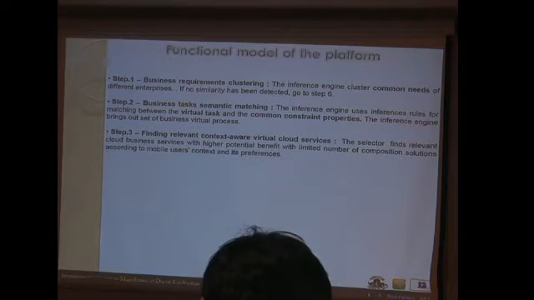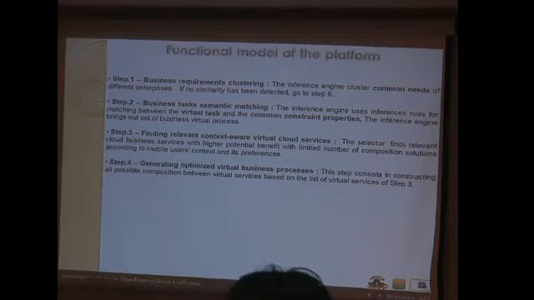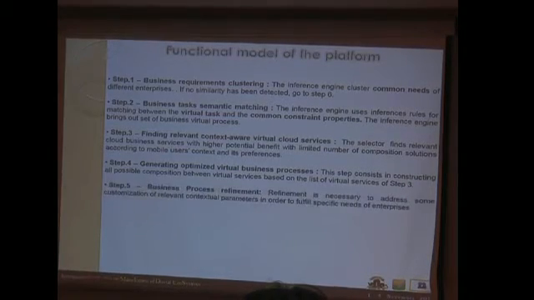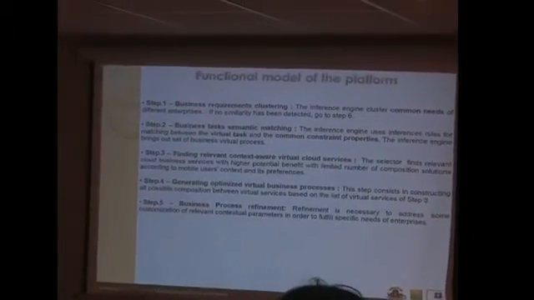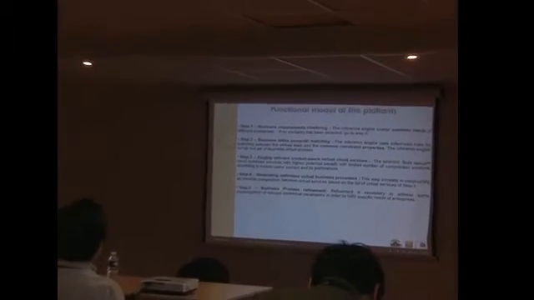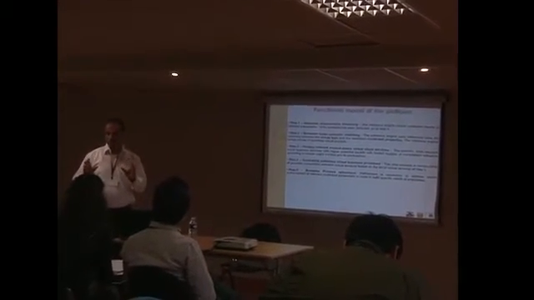In step 3, we try to find virtual cloud services that respond to the common virtual contextual constraints. Then we generate an optimized virtual business process. This step consists in constructing all possible compositions between individual virtual services based on the list of virtual services from step 3. After several steps of refinement of the business process, we can elaborate a specific business process for each enterprise.